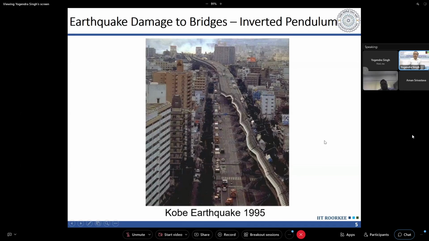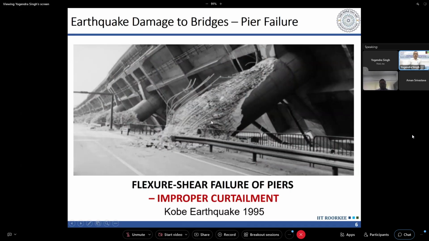And here the curtailment is also important. What was observed during the Kobe earthquake was that inadequate curtailment was responsible. So the behavior of the pier should be adequately represented. Many times we represent the piers by a single frame element. But in the case of tall piers, that single element may not be adequate. So we may have to use multiple elements for modeling of piers.